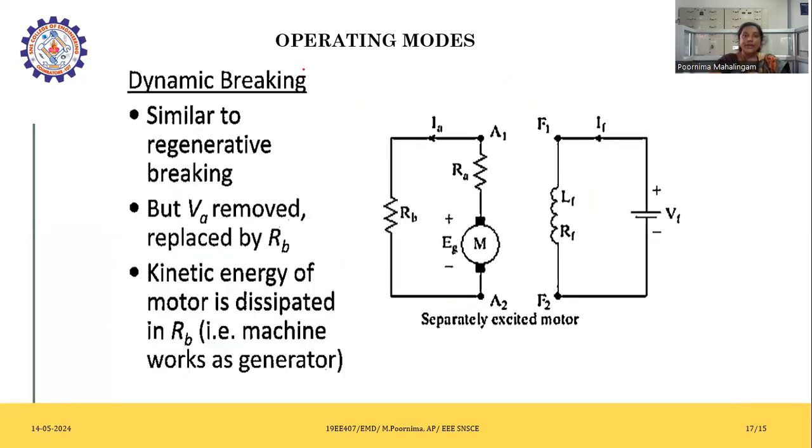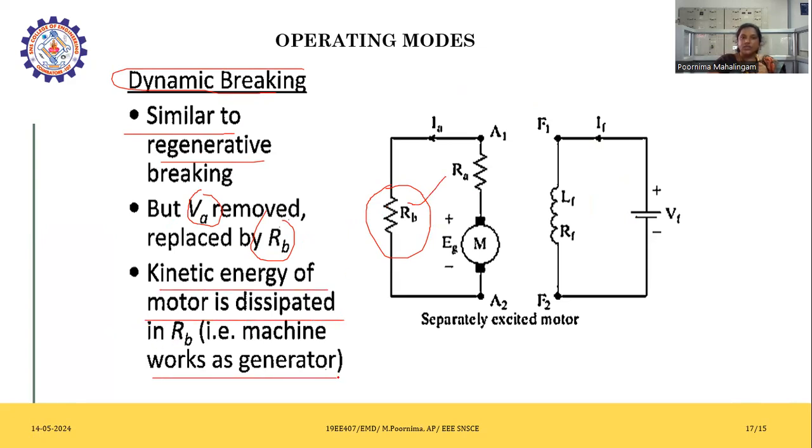Now coming to the dynamic braking process. It is similar to regenerative braking, but the armature voltage VA is removed and replaced by RB. We can see in the picture that the armature voltage VA is removed and replaced by RB. The kinetic energy of the motor is dissipated as it works as a generator. Here we can see this.